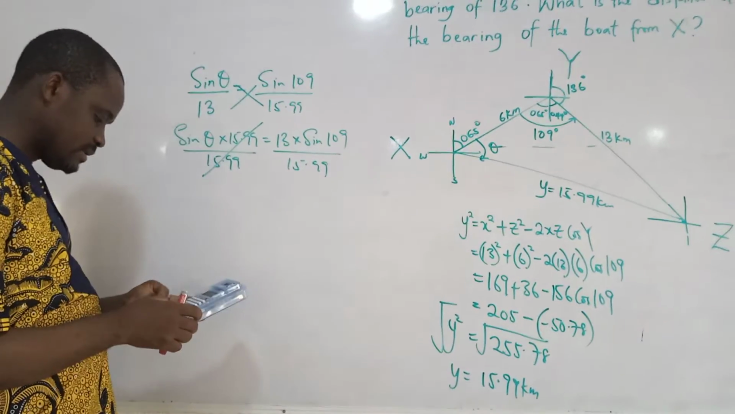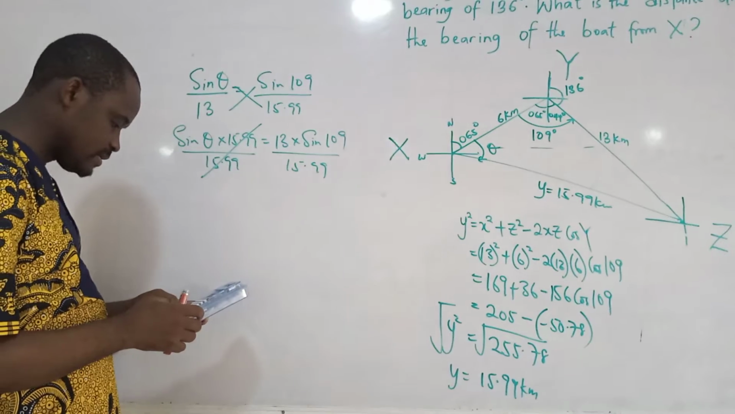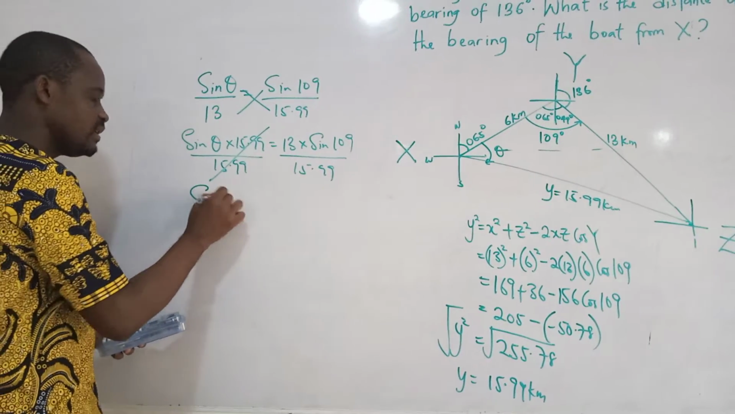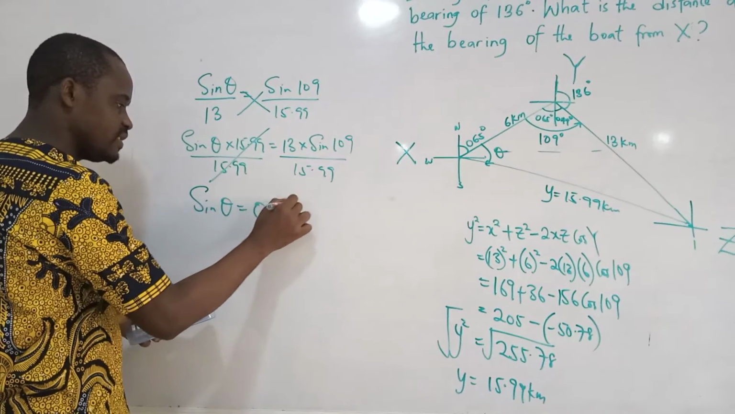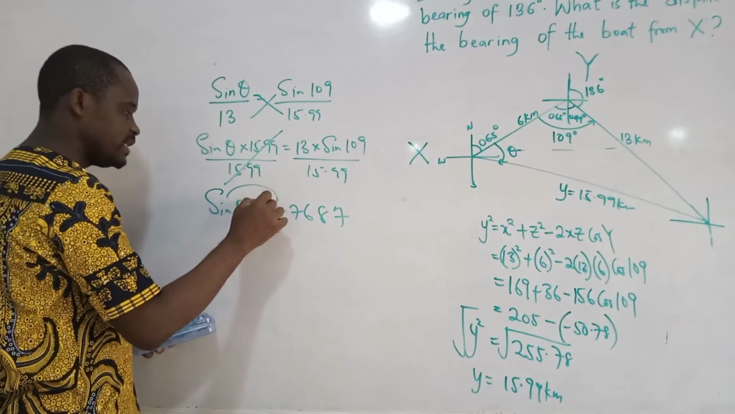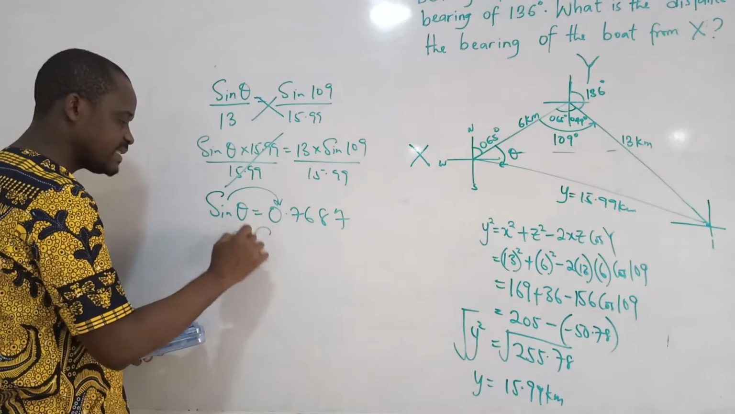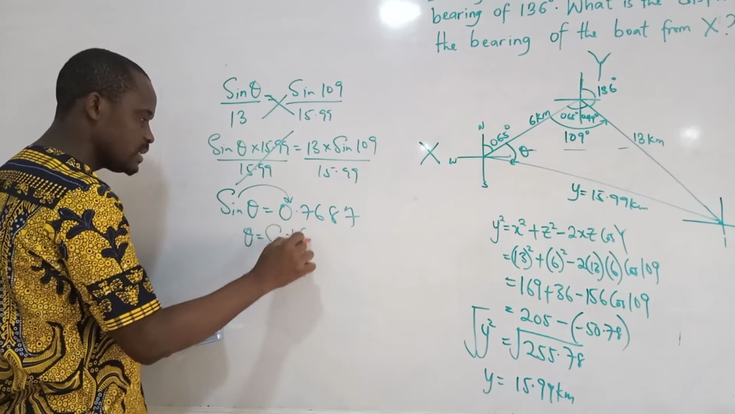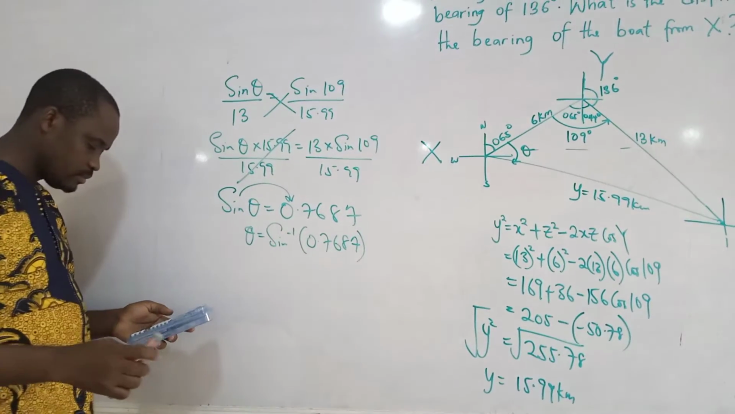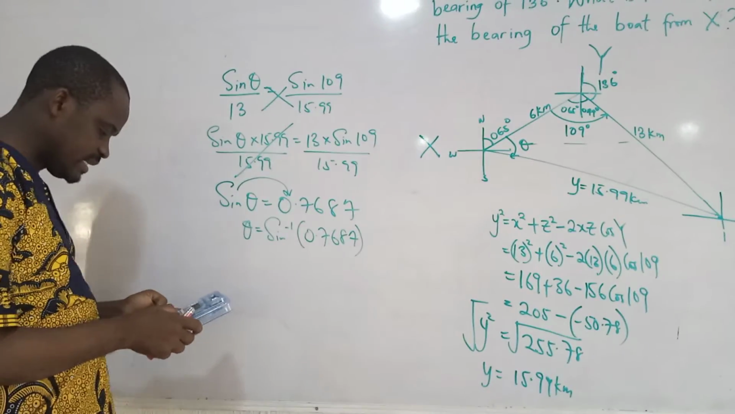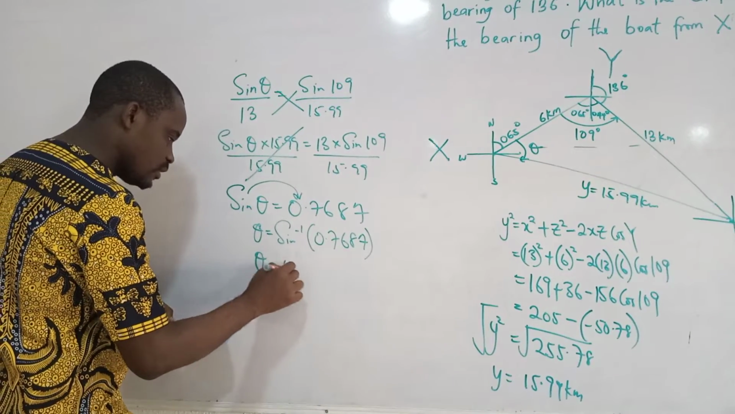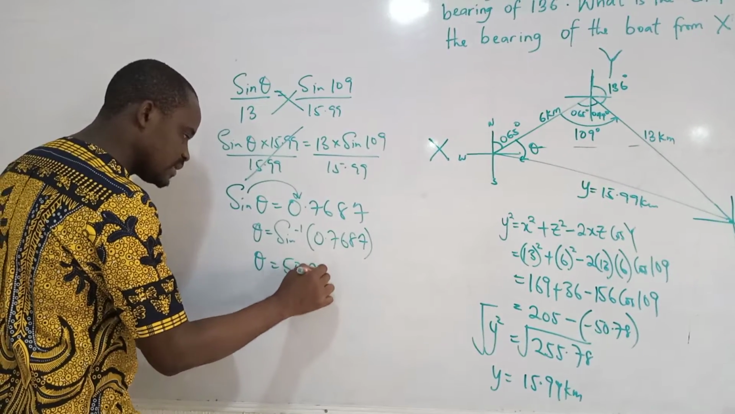divided by 15.99. So that will be sine theta equals 0.7687. So when you take sine to this place, that will be arc sine 0.7687. Shift arc sine answer. So that's theta equals 50.23 degrees.